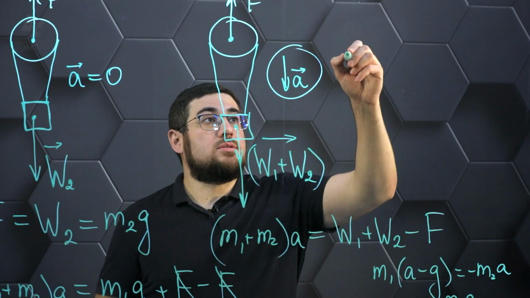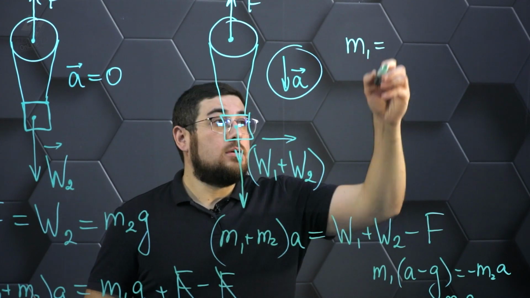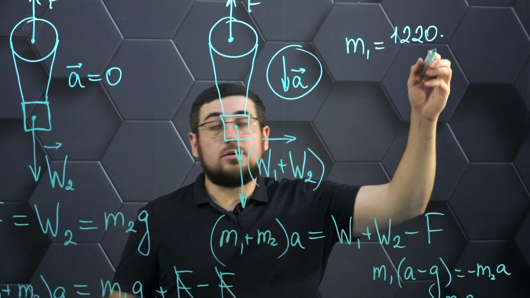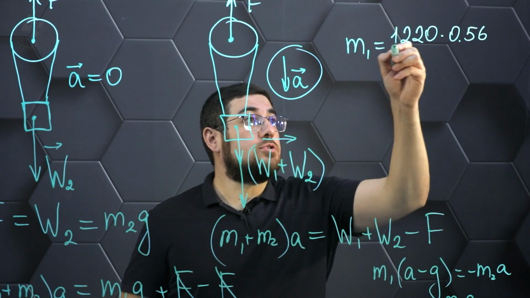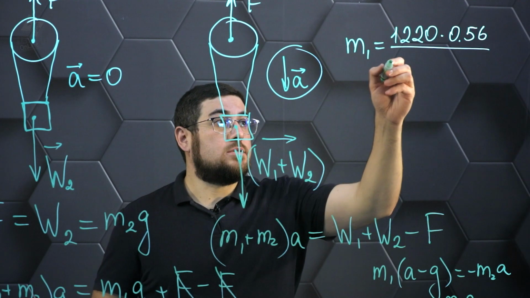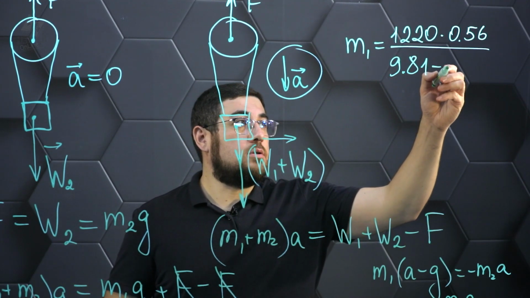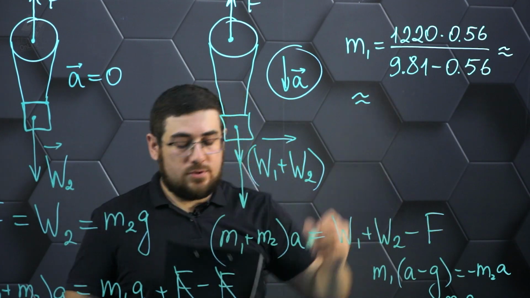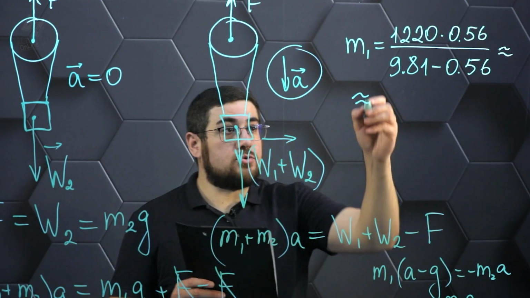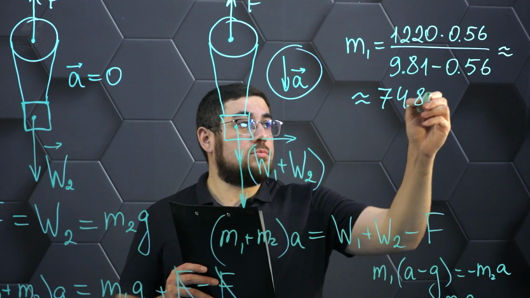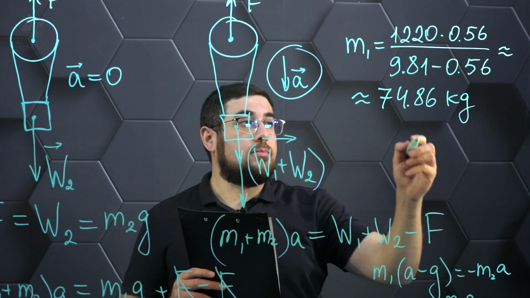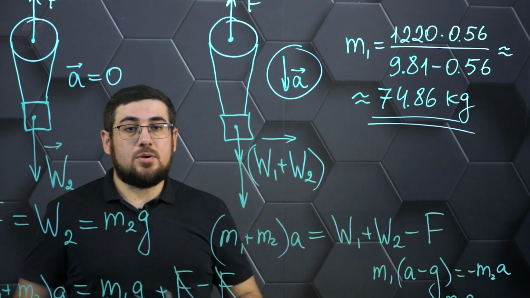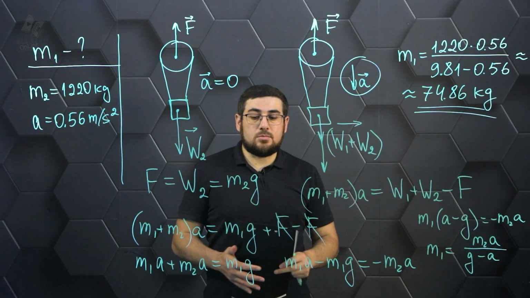It remains only to put the numerical values in this formula. So m2 is 1,220 kilograms multiplied by an acceleration of 0.56 and divided by the difference between the acceleration of free fall and the acceleration of this balloon. After calculations, with an accuracy of 2 digits after the decimal point, we get the answer 74.86 kilograms. Taking into account the input data, we have the right to keep 2 digits after the decimal point.